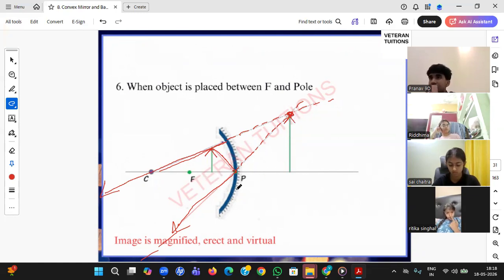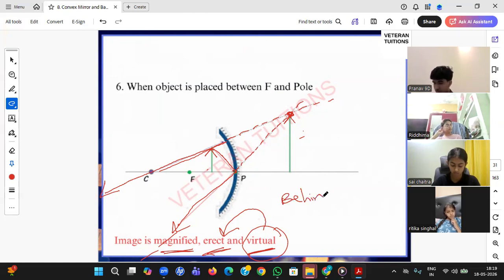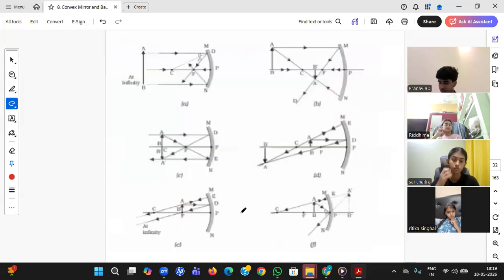Okay, so now how is the image formed? Image is magnified, image is enlarged, image is erect. Why erect? It is straight. Virtual. Why virtual? They appear to meet. They are not actually meeting, they appear to meet. That's the reason virtual. If virtual comes, the erect word comes. And where is the image formed? Behind the mirror. Behind the mirror, we generally say. Okay, students, all the 6 cases are here.